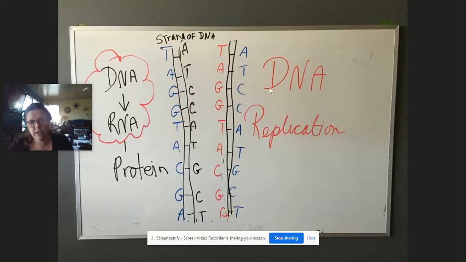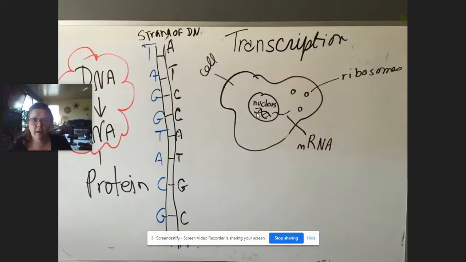So good, we've got a blueprint, we've got a plan here, but how do we get that plan out to the cell so it knows what to do with that plan? That is called transcription, and that is the job of mRNA.